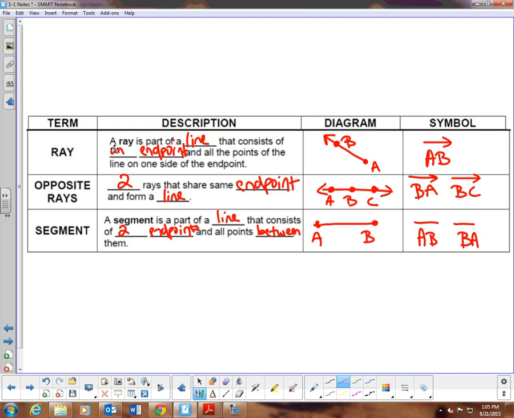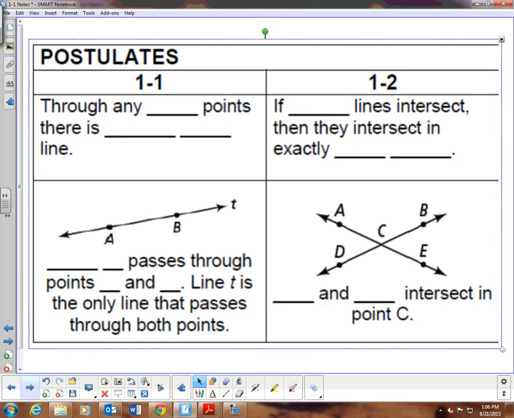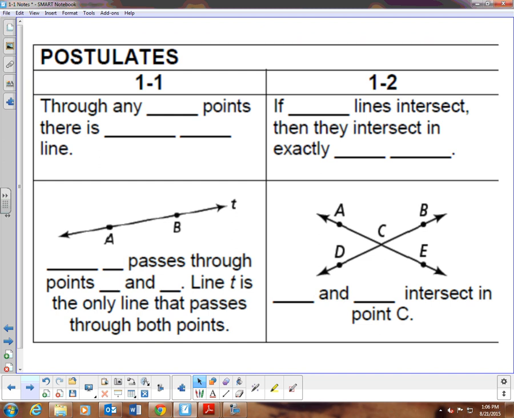All right, so these are the first 6 terms that we have in geometry. These are just defined terms. The other 3 were undefined terms, because the definitions for these terms come from the other words that we've learned. Okay? There are 4 postulates we need to learn today, and these go along with the definitions. So we want to make sure that we know those too.